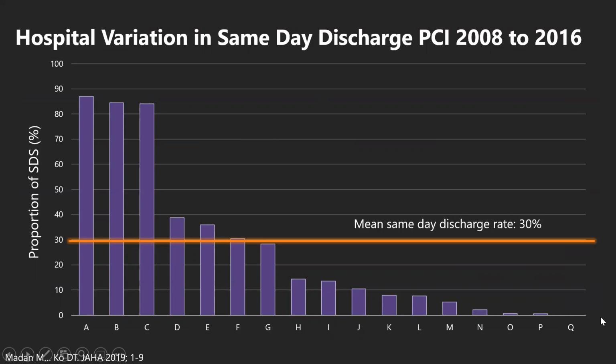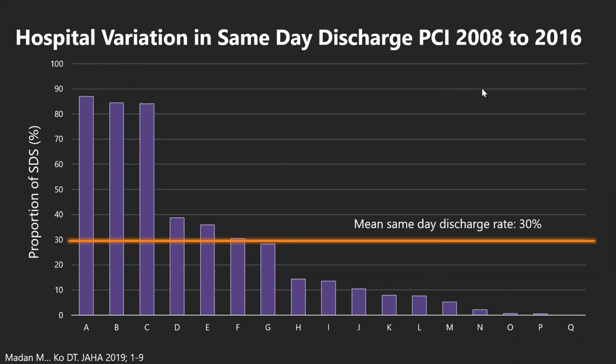There were maybe 17 PCI centers in Ontario at that time, and these represent the rate of discharge at that time. We had to suppress the hospital names because of potential stigmatization. So we don't look at the hospital name, but you have hospitals that are discharging 80 to 90% of people, a lot of hospitals discharging less than 10%, and like 5 that are discharging nothing, right?